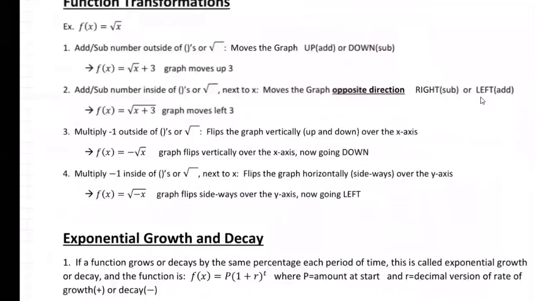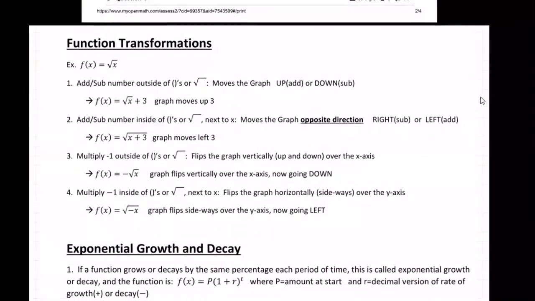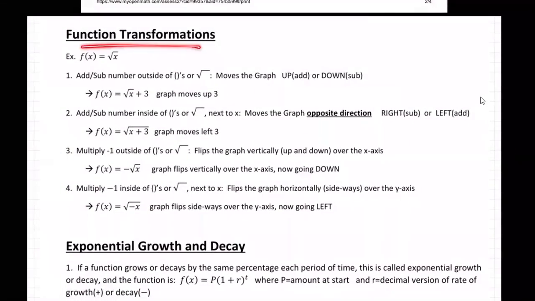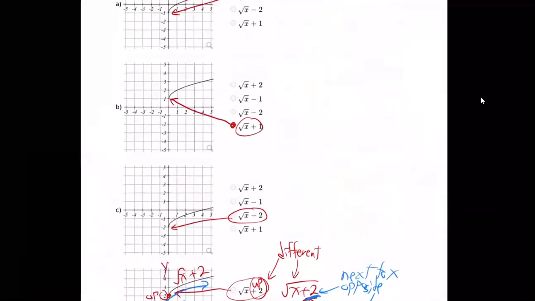That's in the notes of the function. Here's the exam notes. Function transformations. This is up 3. This is left 3. Remember, it's opposite with the x. Yeah, so there we go. That's how we do that one.